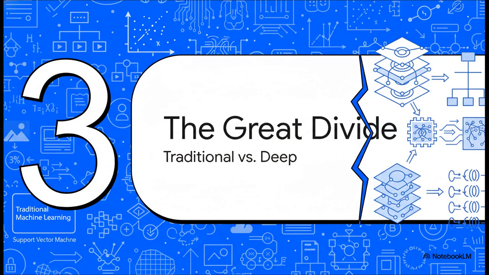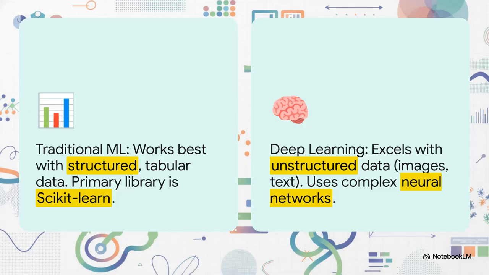And this distinction between labeled and unlabeled data leads us right to this huge fork in the road in the ML world. It's a split that pretty much decides which tool you're going to use. We're talking about traditional machine learning versus deep learning. So here's a super simple way to think about it. Traditional ML, that's Scikit-Learn's home turf, is your go-to for analyzing nice, neat, structured data. Think spreadsheets, right? Rows and columns.